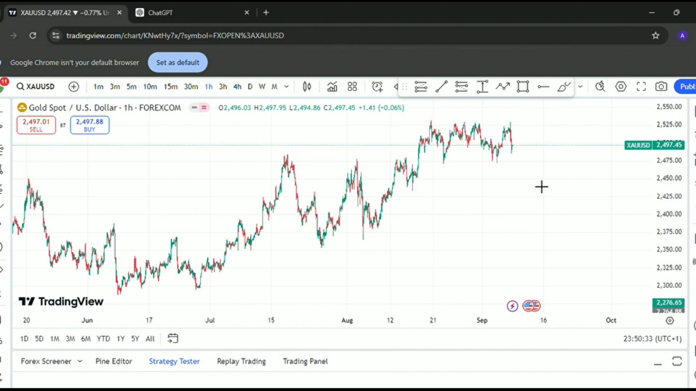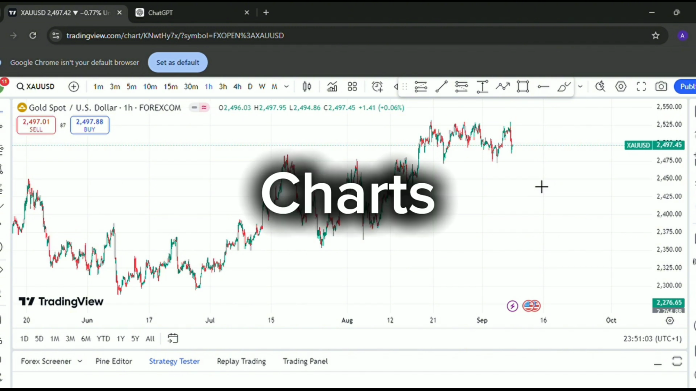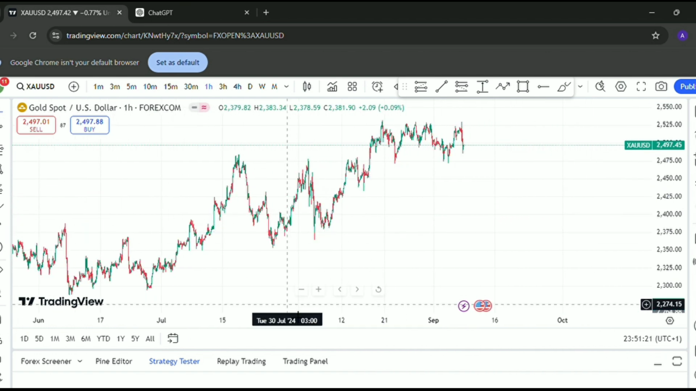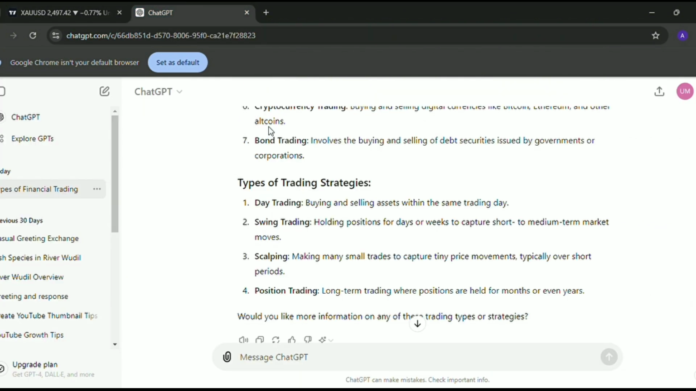So in this video I will try as much as I can to explain what exactly is trading for you guys, because I'm going to explain how easy this thing is. So let's begin. As you can see, this is just a chart, right? It's charts. We're going to know how to read this. So let's go to what is trading exactly.